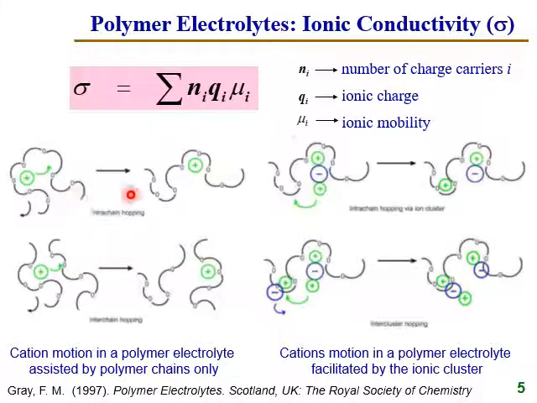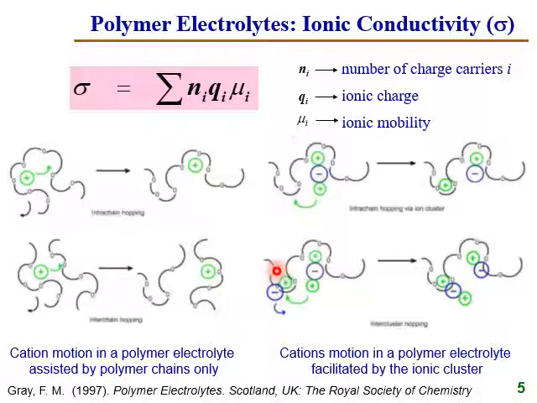This is the intrachain and interchain hopping. The intrachain hopping is the way an ion hops along the same polymer, coordinated to the oxygen atoms. So intrachain means hopping within the same chain, and interchain is hopping between different chains. Sometimes the ion does not completely dissociate, so there is another mechanism that we call cluster hopping, where the anion comes close to the cation and they hop together.